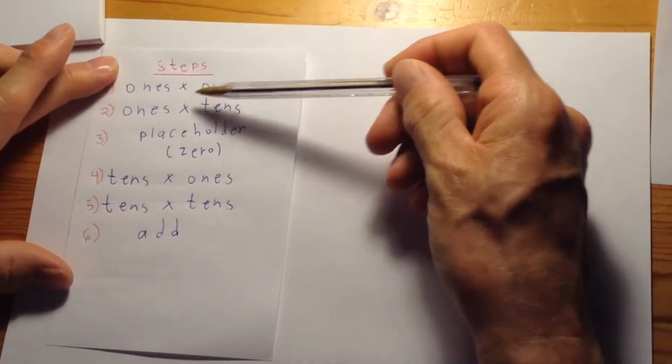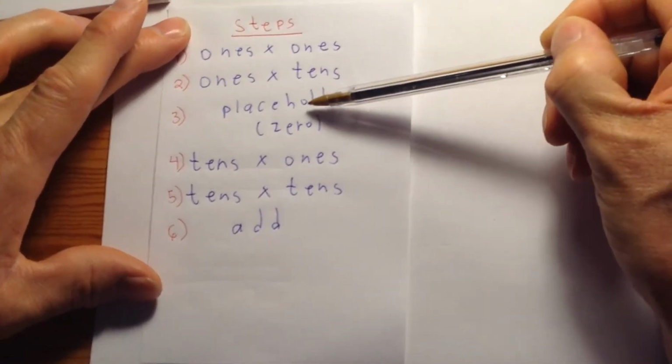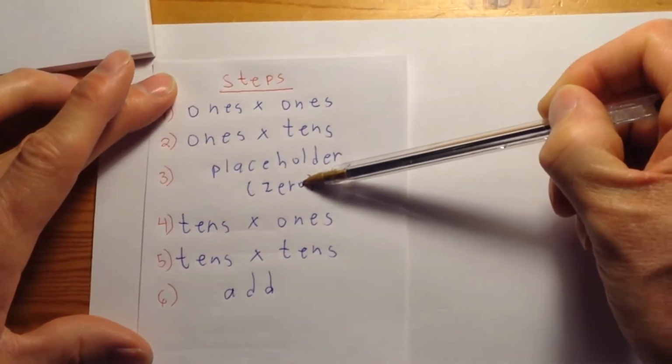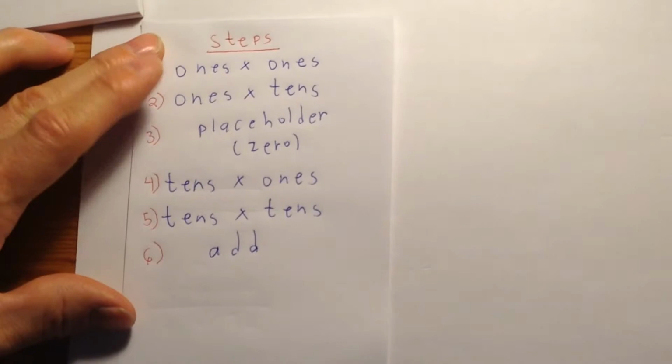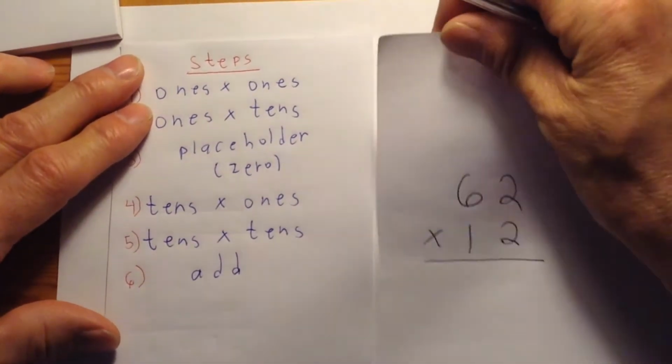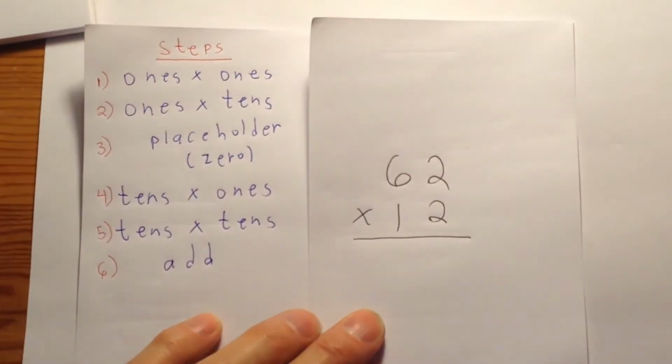Ones times ones. Ones times tens. We'll talk about the placeholder, which we're also going to call the 0. Tens times ones, tens times tens, add. We're going to follow these steps. We're going to start with one that's fairly easy and then gradually get to some harder ones.